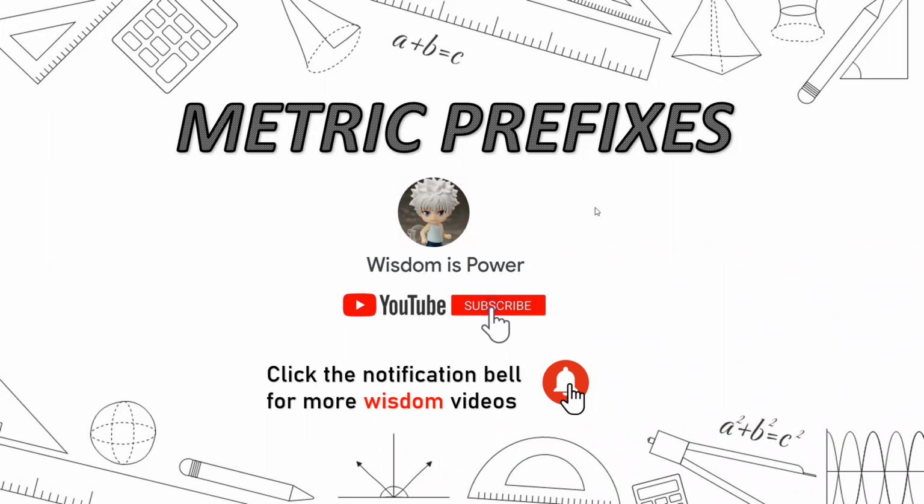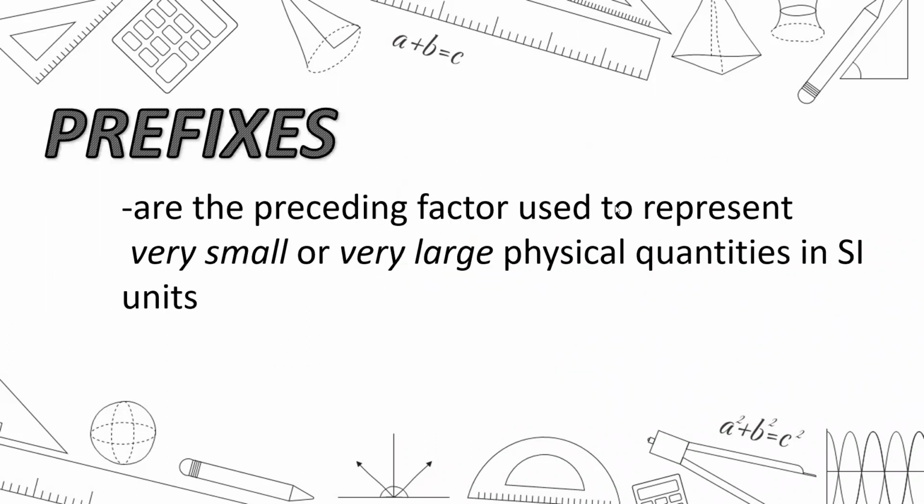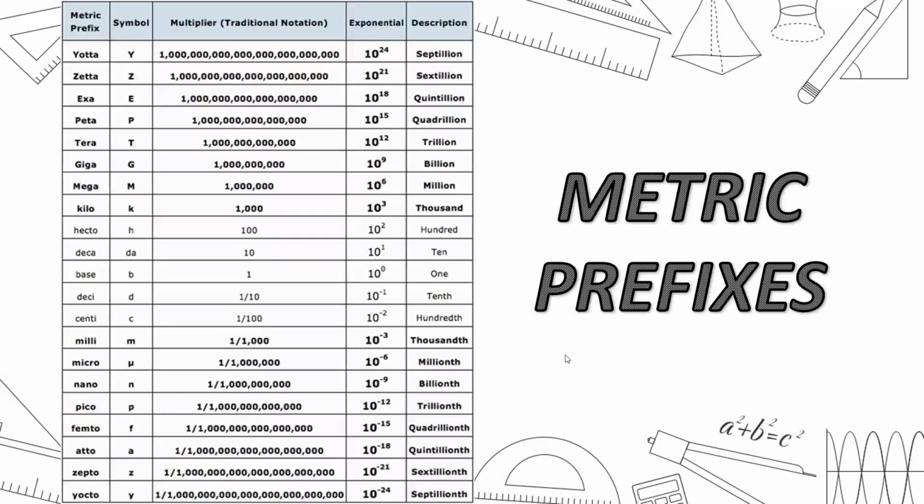Thank you. Today we're going to discuss metric prefixes. Prefixes are the preceding factor used to represent very small or very large physical quantities in SI units. As you can see, we have so many prefixes in our table, for example centi, milli, micro, nano, pico, femto, atto, and many more. Each prefix word has its corresponding value.